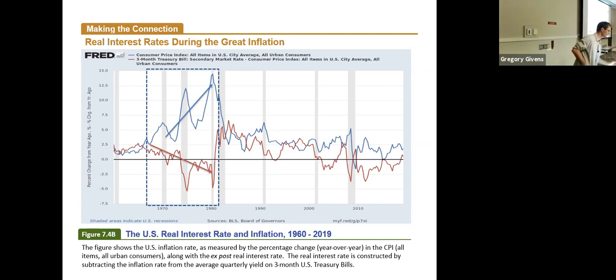Okay, you guys have any questions then about that? So, what have we talked about so far? We've derived the new Keynesian model.